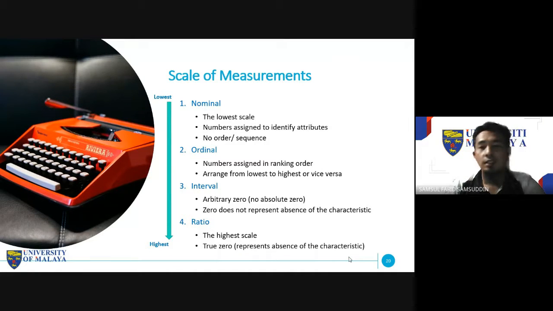So what is the arbitrary zero? The arbitrary zero is actually where the zero still has a meaning. The true zero, there is no meaning. For example, speed. If you walk at 0 kilometer per hour, so what does it mean? It means you are static. No, there is a true zero, right?